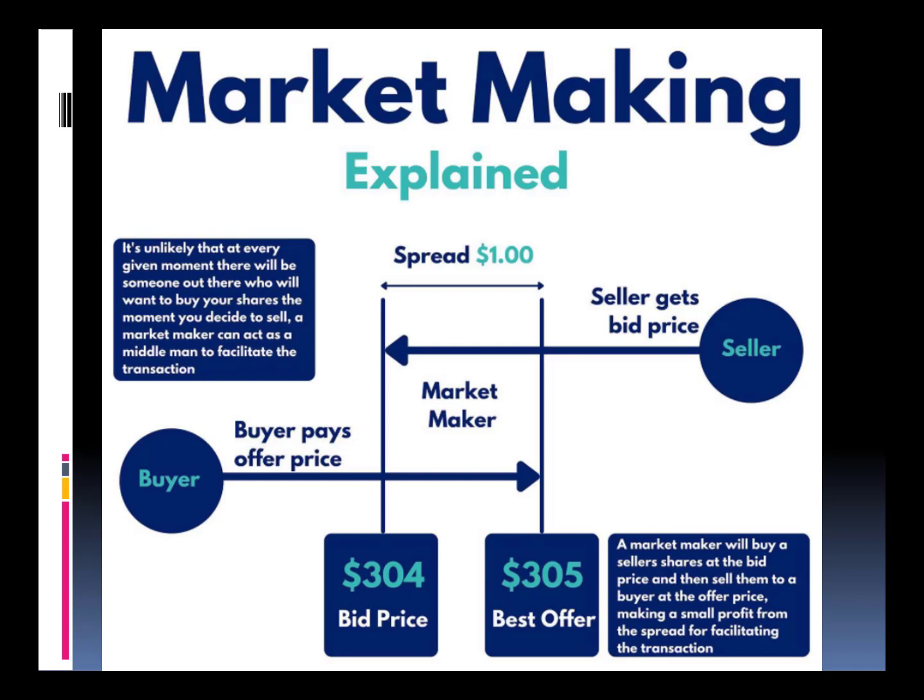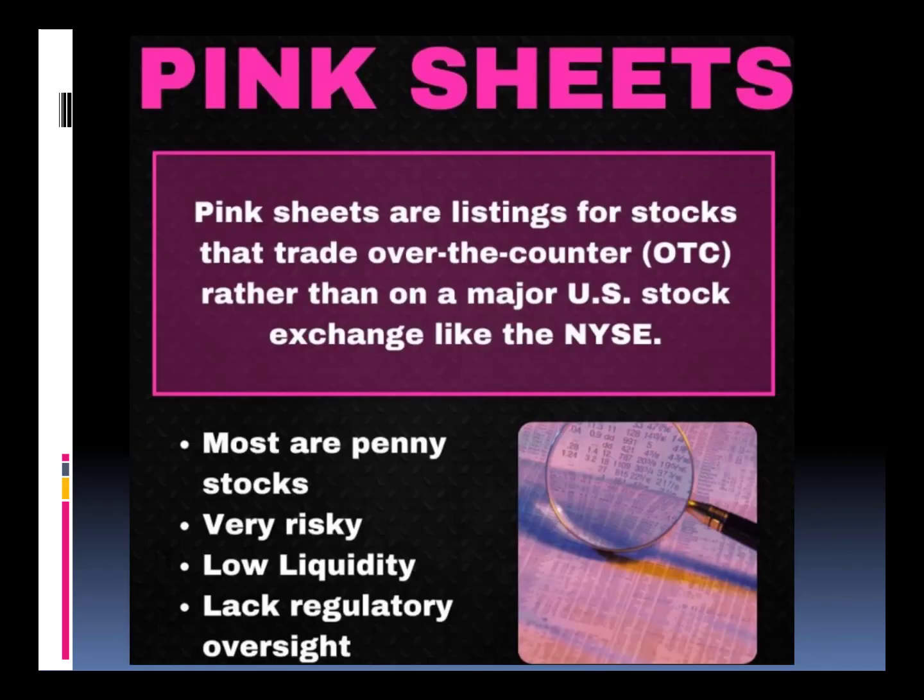Then the market making, this is also important, the difference between being an investor and a market maker. It's unlikely that at every given moment there will be someone out there who will want to buy your shares the moment you decide to sell. A market maker can act as a middleman to facilitate the transaction, provides liquidity to the market, and also a market maker will buy a seller's share at the bid price and then sell them to buyers at the offered price, making a small profit from the spread for facilitating the transactions. So this is a very important thing to know. Market makers are designed to provide liquidity.